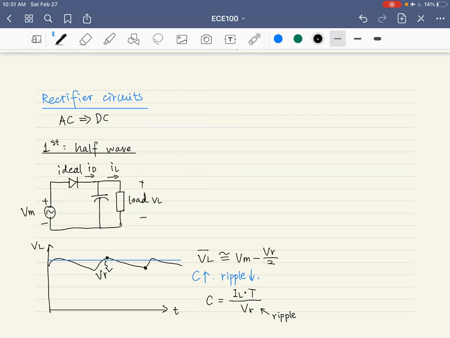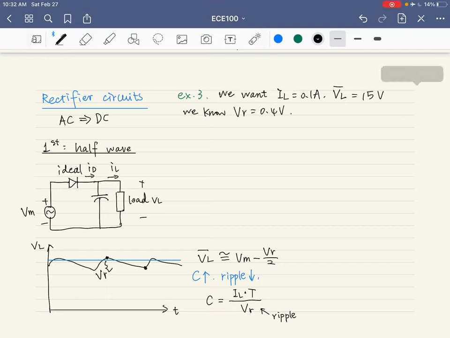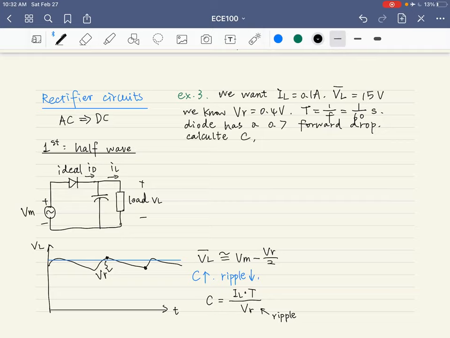This is also straightforward. It's time to do an exercise. Suppose we want IL to be 0.18 and we want the average VL to be 15 volts. What we know is VR equals 0.4 volt and the frequency is 60 hertz, so the period T is 1 over 60. We also know that our diode has a 0.7 forward drop. Please calculate C and VM.